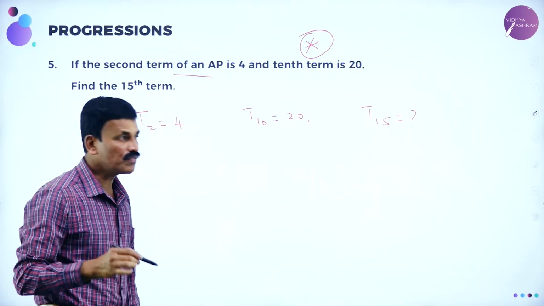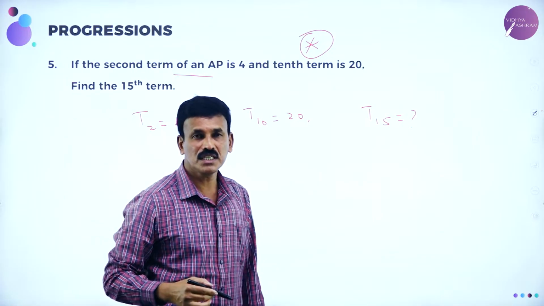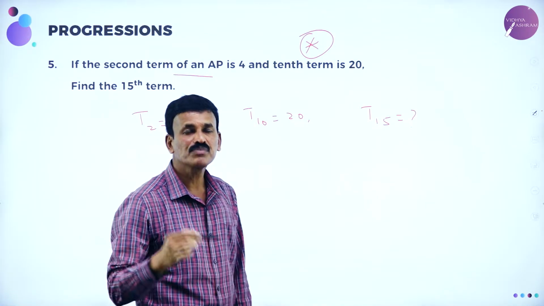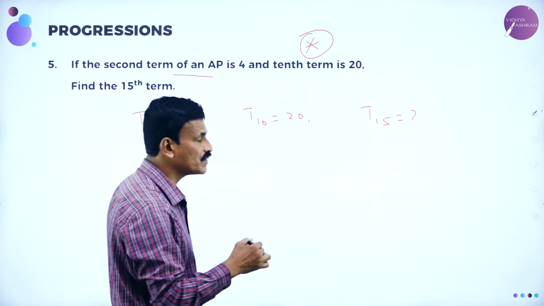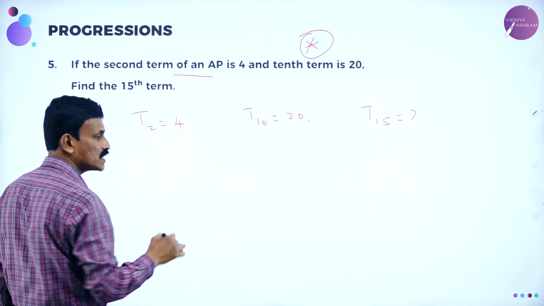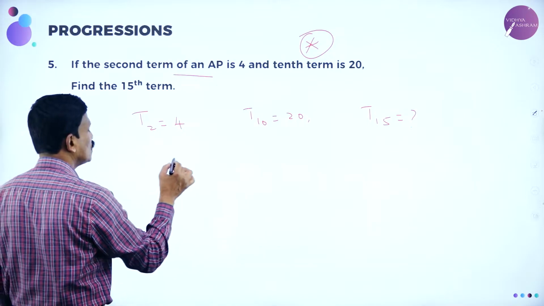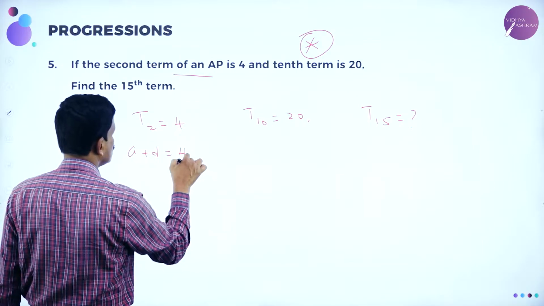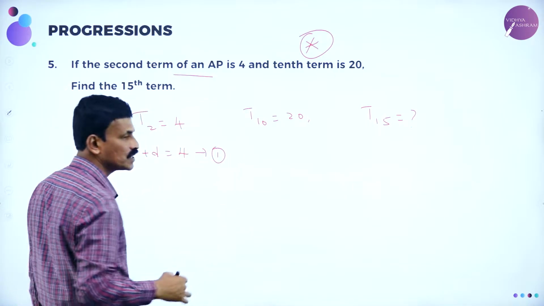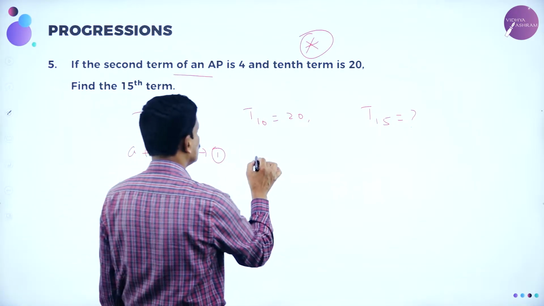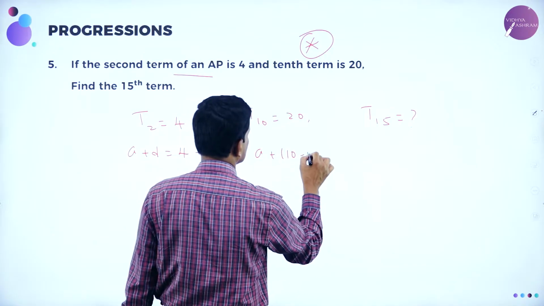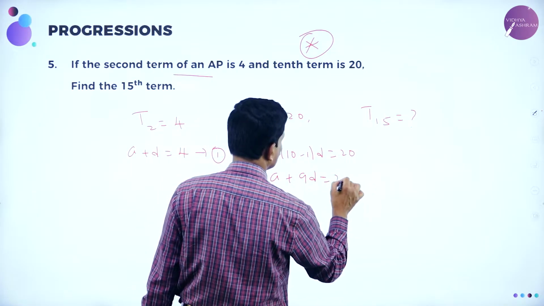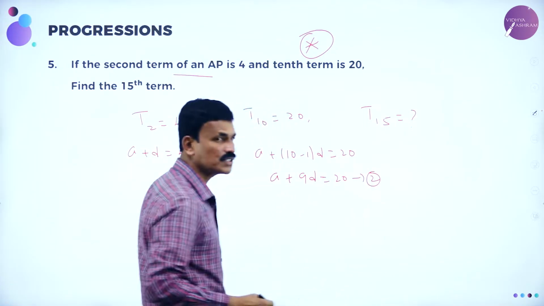Now, to find the 15th term of an AP, we should have the first term and the common difference. Already n is given. So find the value of A and D from these two equations. What is the second term? The first term is A and the second term is A plus D. A plus D is equal to 4. Let us represent this as equation number 1. Now what is the 10th term? A plus 10 minus 1 into D is equal to 20. That is A plus 9D is equal to 20. Let us represent this as equation number 2.